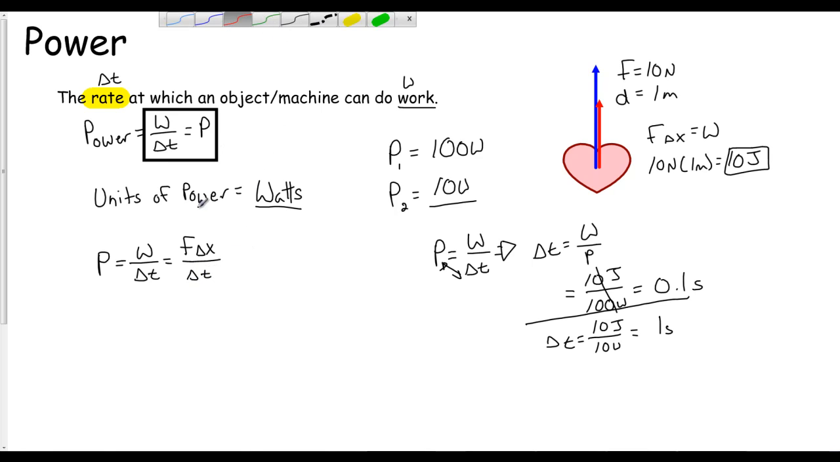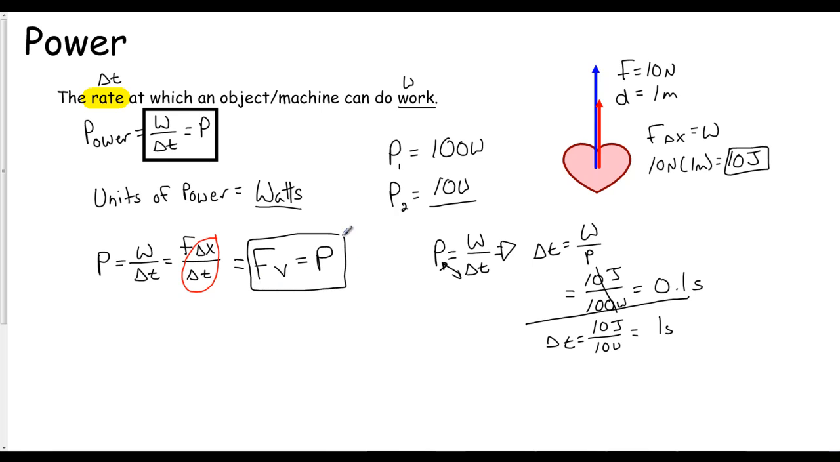So let's see here. I have seen delta X divided by delta T before. Can anybody tell me what that is? Well, yeah, that's what it is. Delta X divided by delta T is just the velocity. So I can rewrite the power equation as force times velocity equals power.